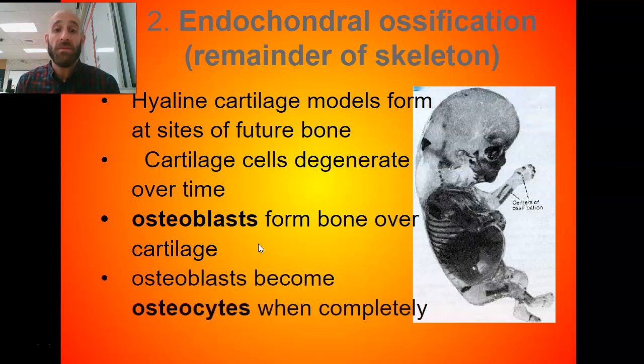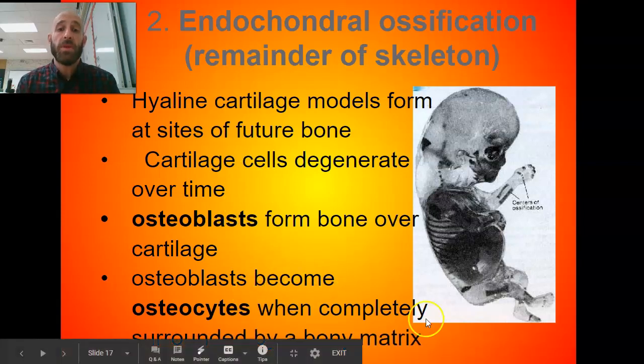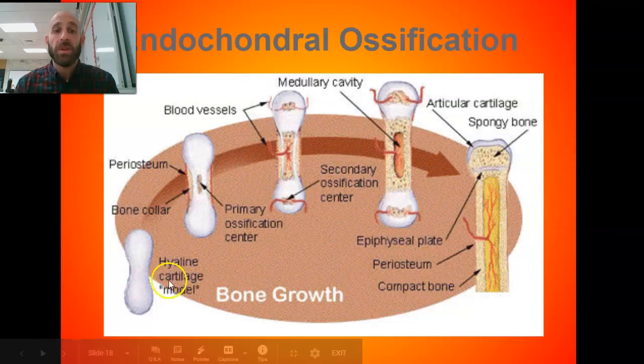The osteoblasts eventually, just like before, form this matrix around themselves, and they become osteocytes. So just like in intramembranous, osteoblasts become osteocytes when they become embedded in the matrix. The big difference here is osteoblasts start forming on cartilage in endochondral, and eventually they become surrounded by a bony matrix. The second big difference, this shows you a little diagram here of how that works.